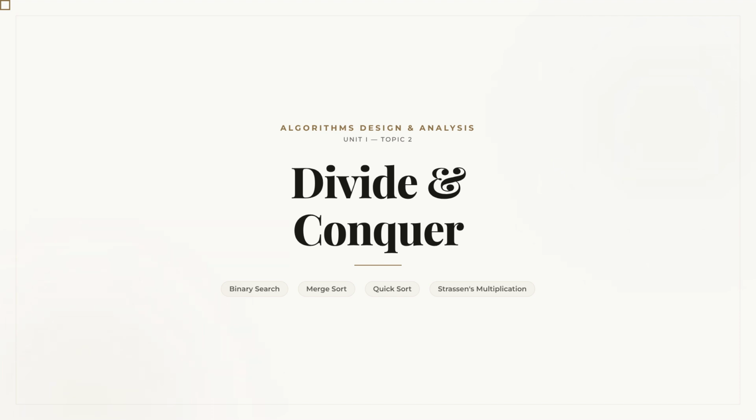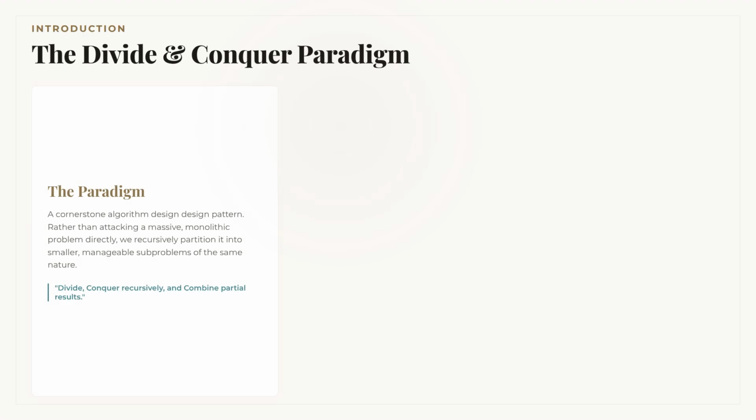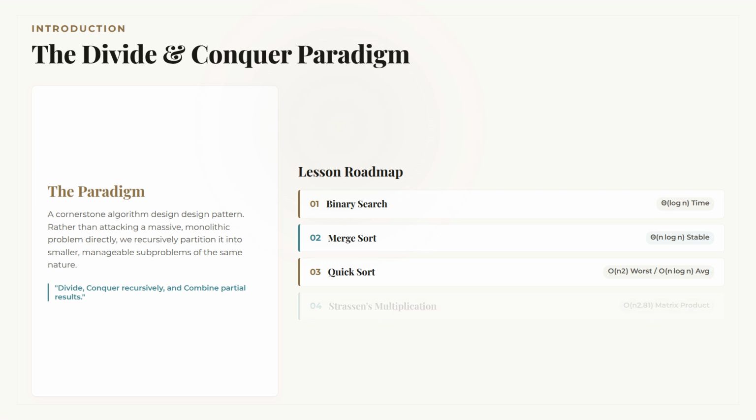Welcome to this lecture on algorithms design and analysis. In this session, we are going to study one of the most important algorithm design paradigms in computer science, known as divide and conquer. Using this strategy, we will explore several famous algorithms, including binary search, merge sort, quicksort, and Strassen's matrix multiplication. These algorithms are extremely important because they demonstrate how a complex problem can be transformed into smaller and simpler problems, making computation more efficient and elegant.